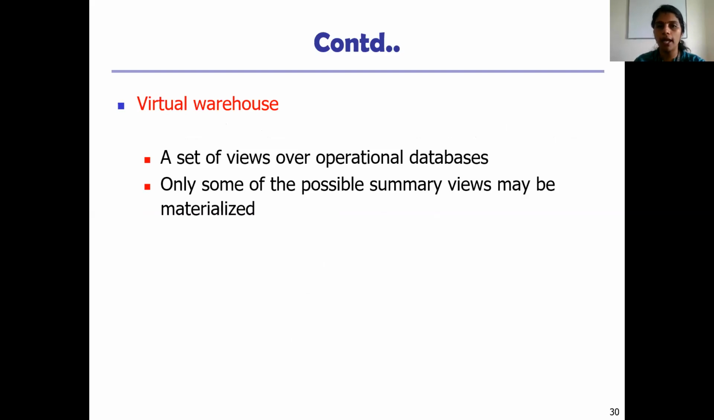So a virtual warehouse is not a physically separate data store. Instead, it's just a view. It's not real. That warehouse will not be implemented in real. Instead, it is virtual. It's a view over the operational databases. You will show the relevant data which you are interested in. You will be projecting only the relevant data as a view. That is called a virtual warehouse. So only some of the possible summary views may be materialized. All the views you cannot show, only some of the possible views can be materialized.